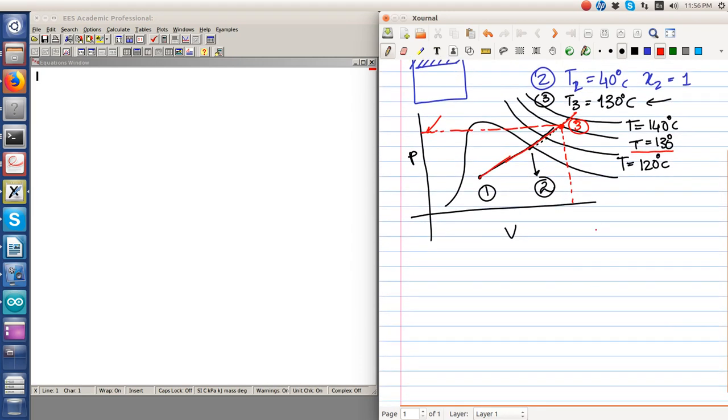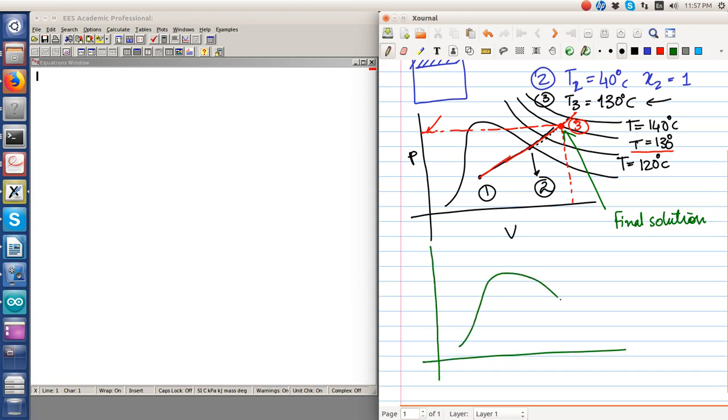So the geometric interpretation is clear. The point where the line is intersecting the isotherm is ideally the state that is desired. So this is the final solution. It needs to be found out iteratively. The reason is as follows. So this is the isotherm.